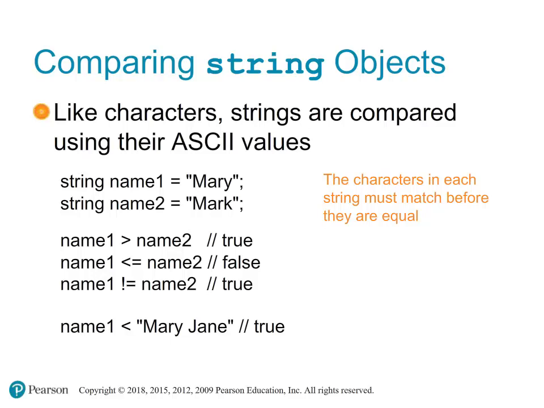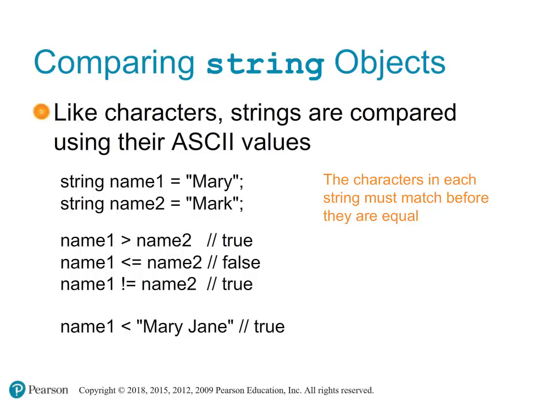So name1 greater than name2 is true, because when comparing the first different characters, R in Mary and K in Mark, R has a higher ASCII value than K. Name1 less than or equal to name2 is false for the same reason as above: R in Mary has a higher ASCII value than K in Mark. Name1 not equal to name2 is true because Mary and Mark are not the same string.